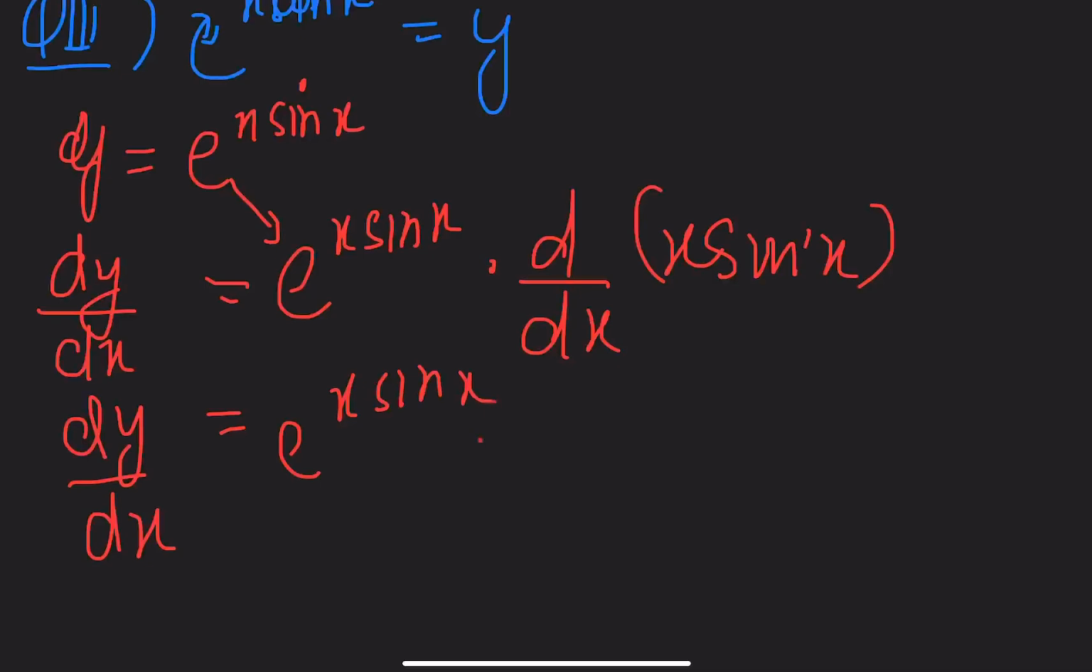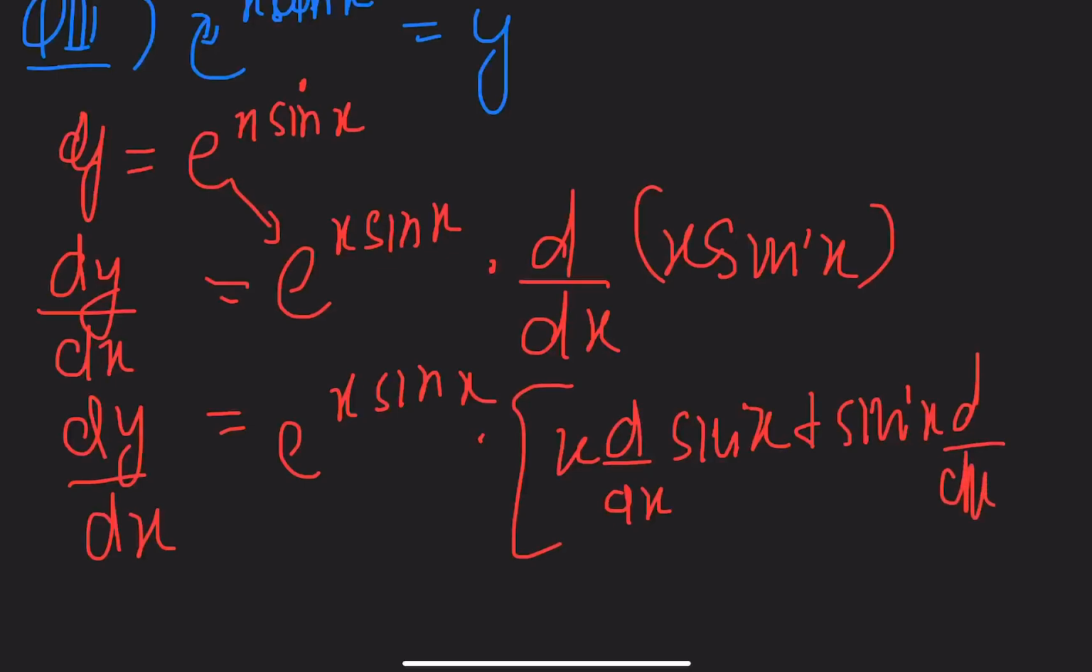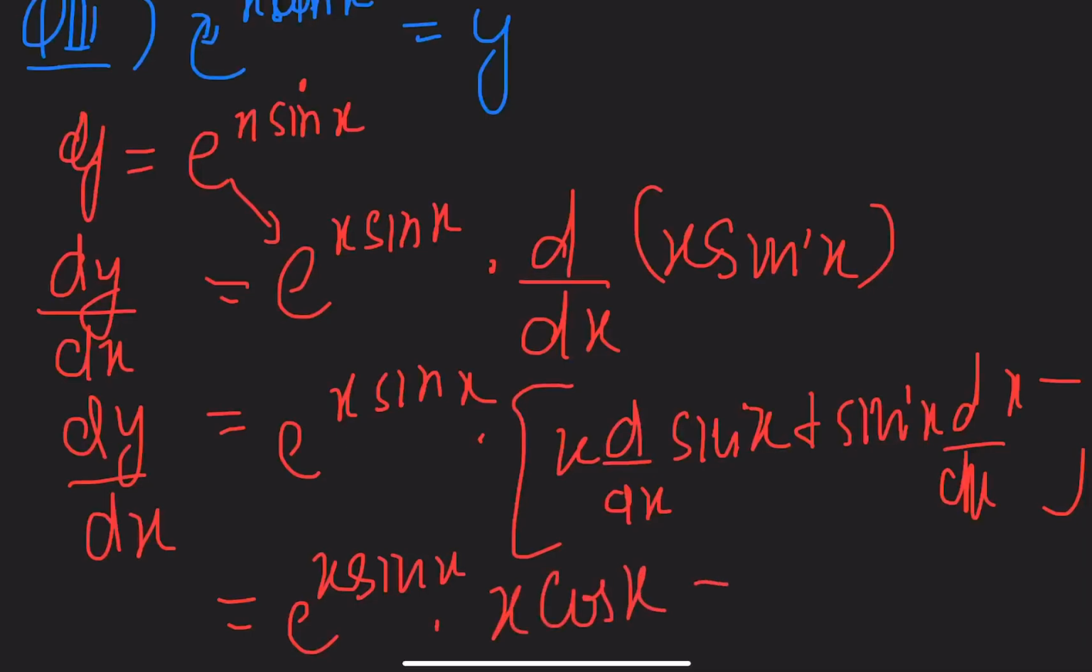So use it, and you will get here x as it is into derivative of sine x plus sine x as it is into derivative of x. This is what you get. So this becomes e to the power x sine x into x, derivative of sine x is cos x, so this is x cos x, plus derivative of x is 1, so this becomes just sine x, and this is your final answer for dy by dx. Okay, that's our final answer.